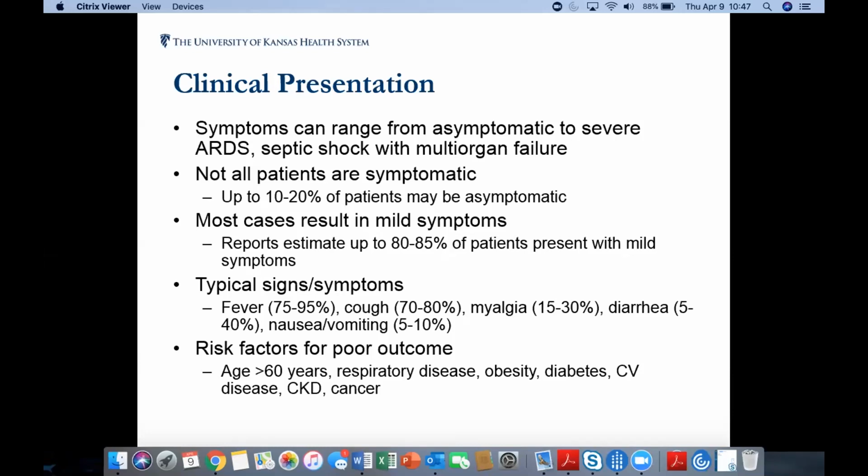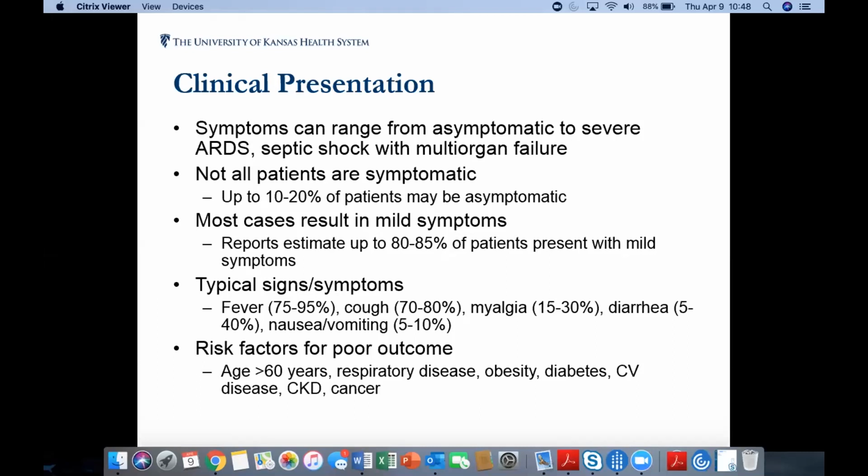In terms of your typical signs and symptoms, fever is probably the most common manifestation of disease that you'll see in these patients. Anywhere from 95% of individuals will manifest a fever at some point through disease progression. Cough, dry cough, is also very common in these patients. Some less frequent signs and symptoms you may see: myalgias, diarrhea, nausea, and vomiting. In terms of typical presentation, some patients will have all of these symptoms, some patients will have none, some will have a few. So it's just important to understand that there may be atypical manifestations of disease in some of these patients.